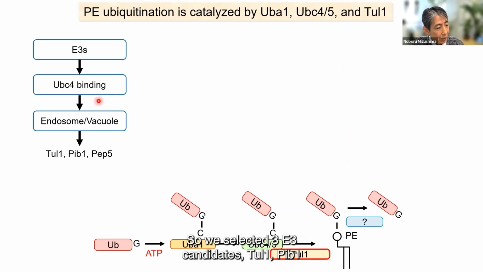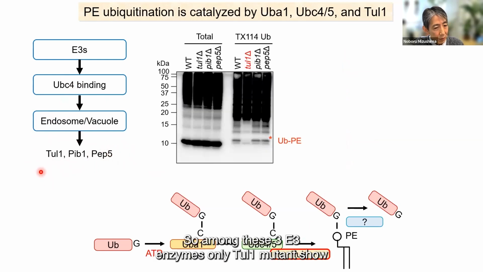Next E3. So we selected three E3 candidates, TAL1, PIP1, and PIP5, because they are known to interact with UBC4 and they are present in the endosome or vacuole. So among these three E3 enzymes, only the TAL1 mutant showed a reduction in ubiquitin PE. So TAL1 should be the E3 enzyme.